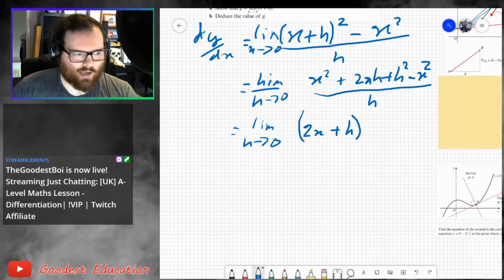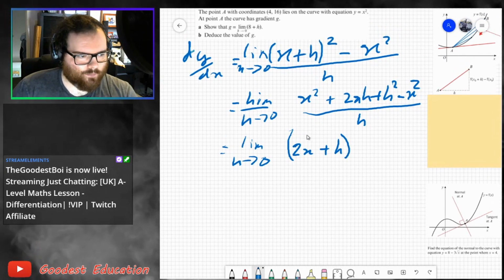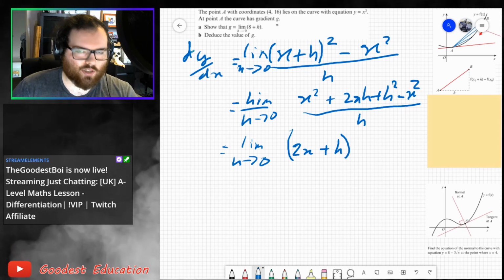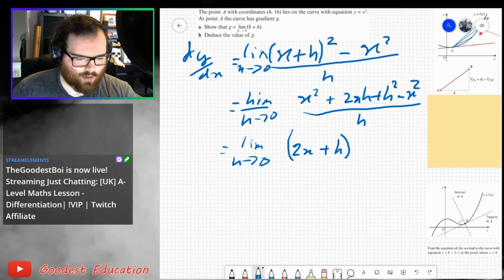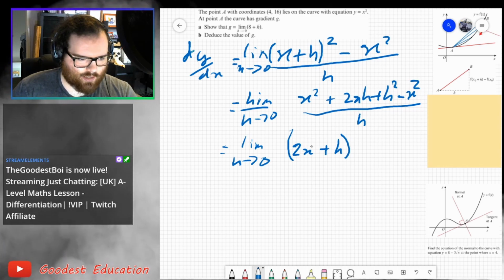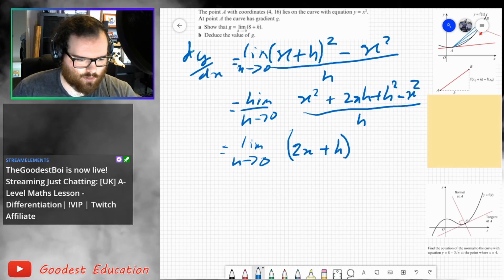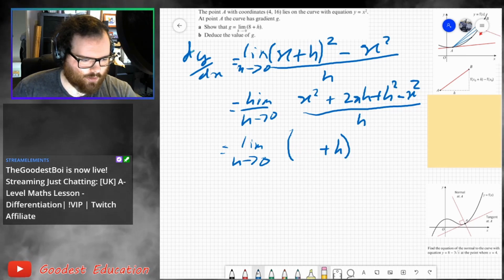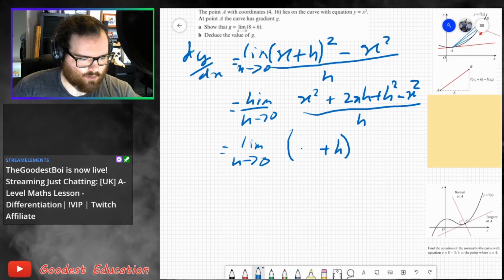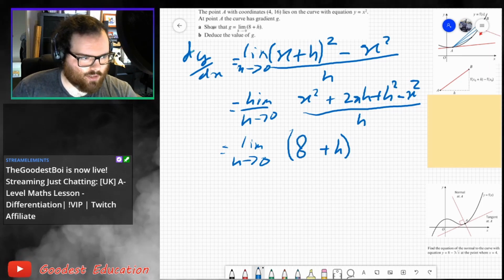Now we're at x is equal to 4 because the point A has coordinates 4, 16, and so we can sub that in. I won't even write a whole other line for that. That's going to turn into 8 plus h, which is what we wanted up here.